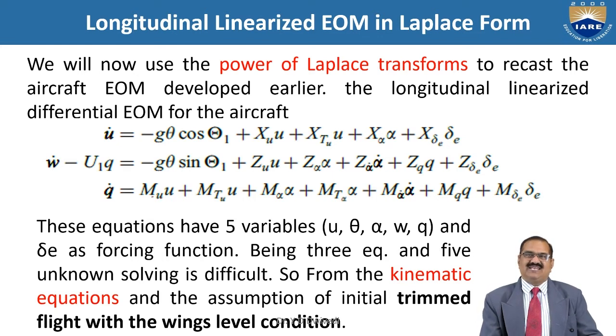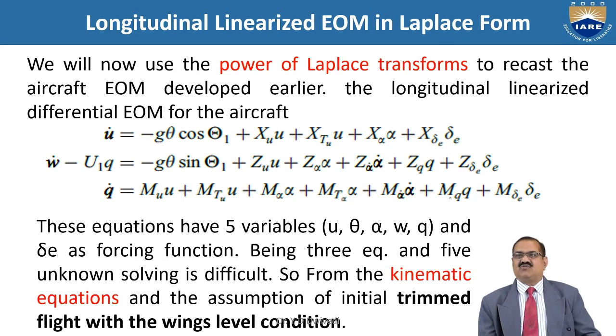The third one is the moment equation, which is q dot, the rate of pitching moment, that is q dot is equal to m u u, where m u is the moment due to the variation in speed, m T u, the moment due to the thrust force, m alpha into alpha, the moment due to the variation in angle of attack, m alpha dot into alpha dot, m q q plus m delta e into delta e, where delta e is the deflection of the elevator.